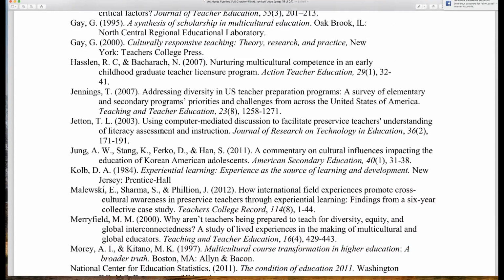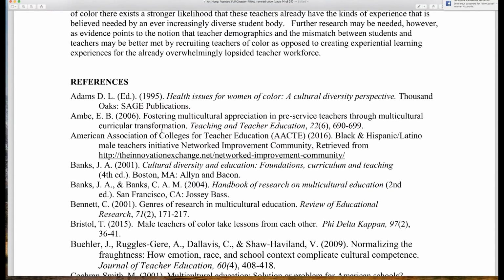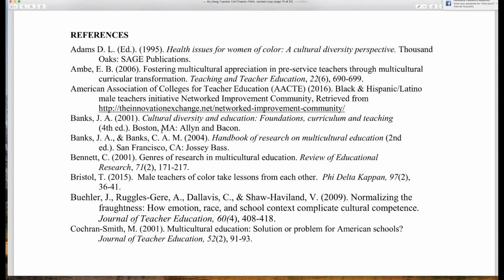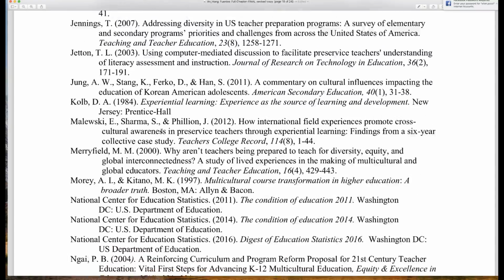Just a note here, anything that's in your reference list is cited in the paper. And anything cited in the paper needs to be in the reference list. The two should match, and I tend to be pretty anal about making sure that they do match.